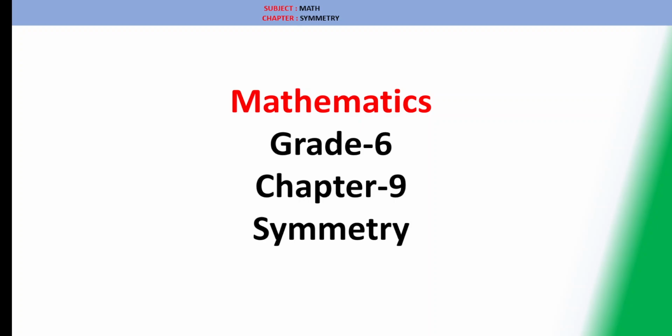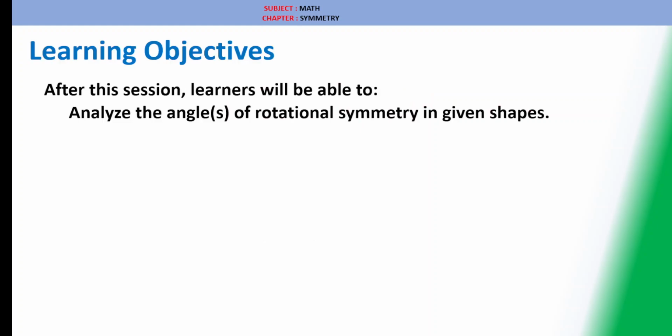Hi all, let's start mathematics, grade 6, chapter 9, symmetry. Learning objectives. After this session, learners will be able to analyze the angles of rotational symmetry in given shapes. Let's recap rotational symmetry. This is the original position of a circle.